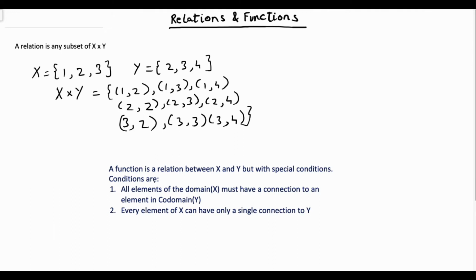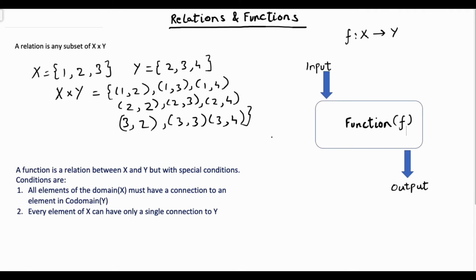What are the conditions? All elements of the domain X must have a connection to an element in codomain Y. To understand this condition, we must first understand what is a domain. A function can be seen in this way. It takes an input, processes it, and gives an output. Now, all the possible values that you can provide to a function as the input is called the domain.